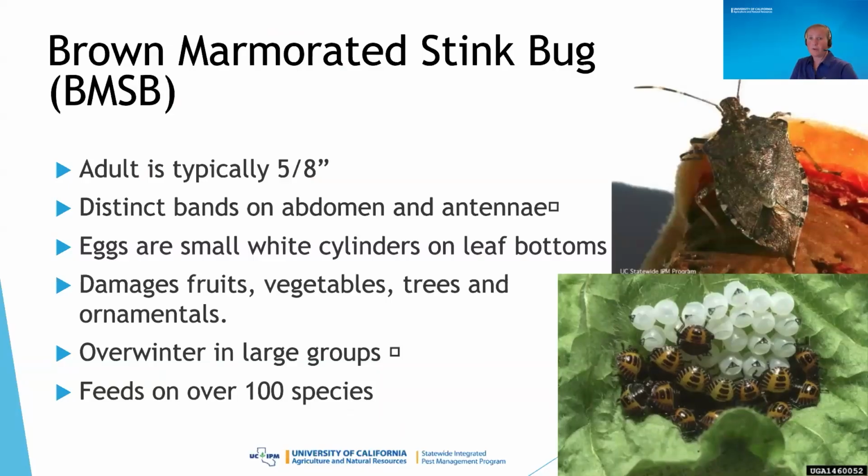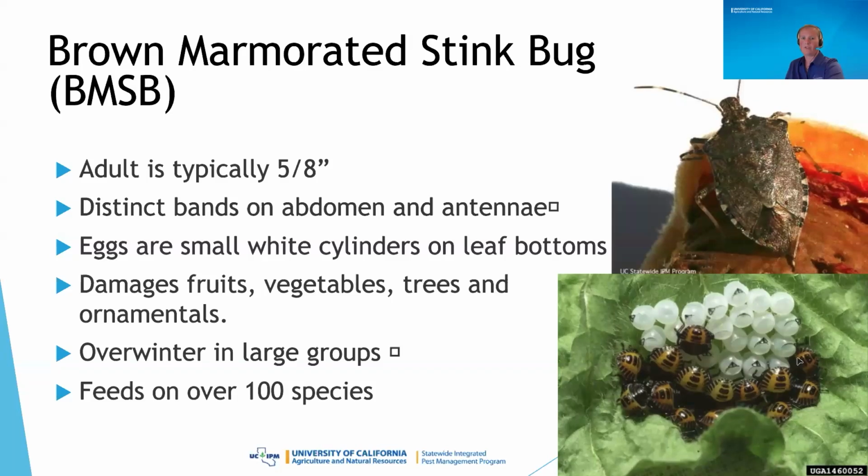I want to talk about the brown marmorated stink bug. This is also known as BMSB. This can be a problem in your garden and inside your home. We'll focus more on the garden than your house. They're a stink bug about 5/8 of an inch long, typical shield bug. They do have distinct white bands on their antennae and long edges along their abdomen.